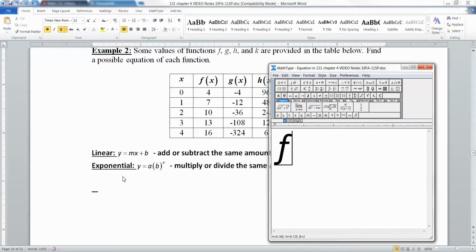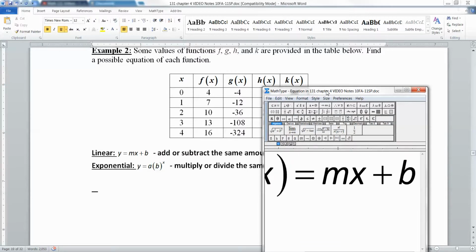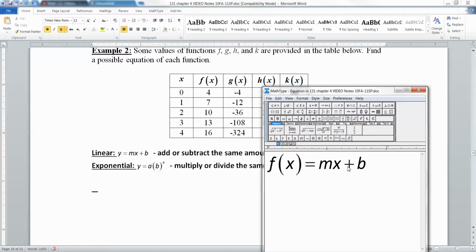Okay, so f of x, as you can hopefully see, is definitely linear. You're adding the same amount every time. So remember, that's mx plus b. Now remember, m is your slope. So m is what you add on every time. In our case, we're adding on 3, so our slope is 3. So 4 plus 3 makes 7, 7 plus 3 makes 10, and so on.